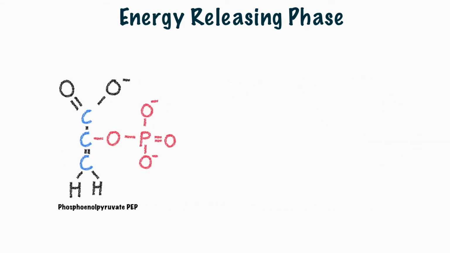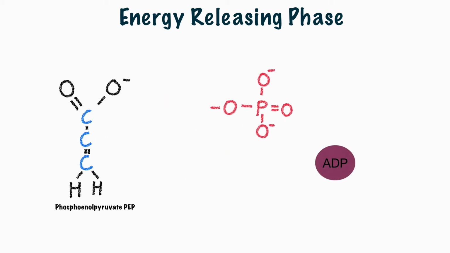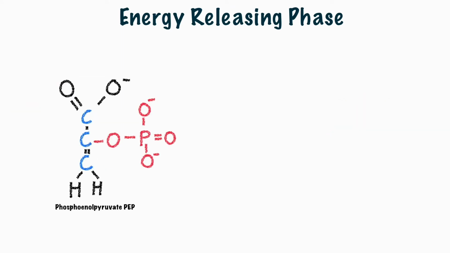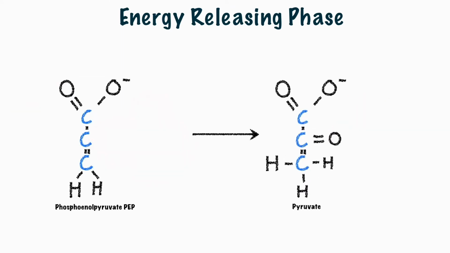PEP is an unstable molecule, poised to lose its phosphate group in the final step of glycolysis. PEP readily donates its phosphate group to ADP, making a second molecule of ATP. As it loses its phosphate, PEP is converted to pyruvate, the end product of glycolysis.